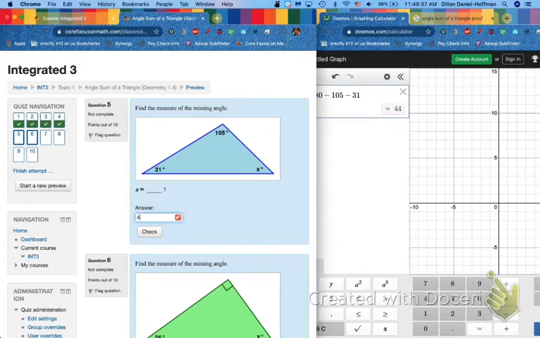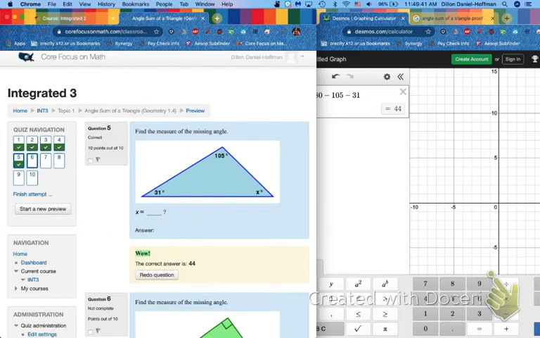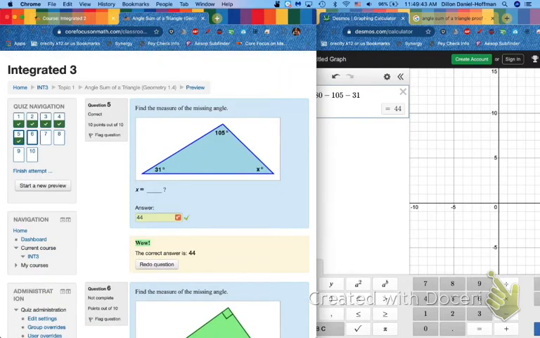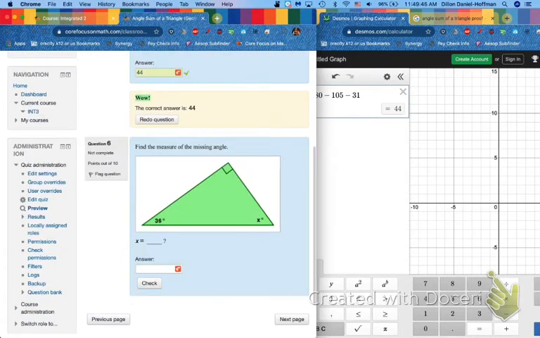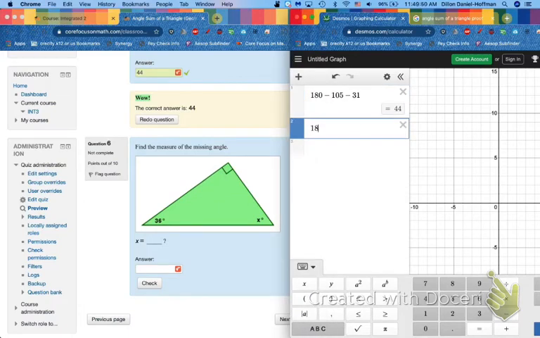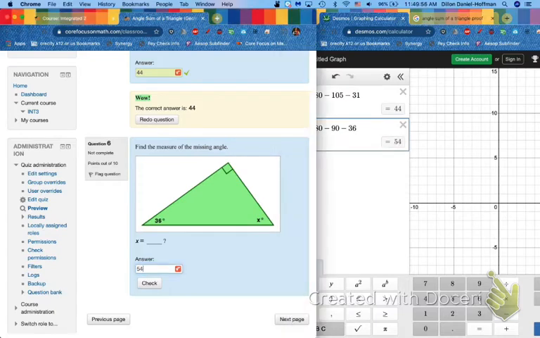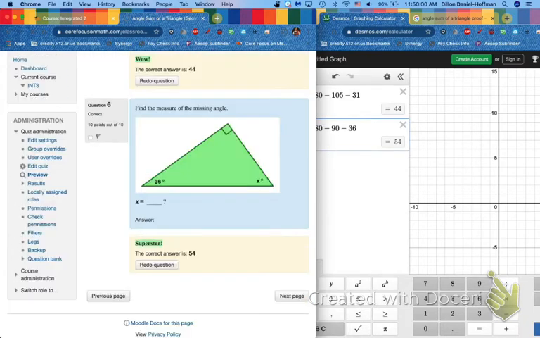105.31, and it looks like I have once again another square down here, which again means 90. 54. Okay. Are you on number 7 yet? If so, welcome to the party.